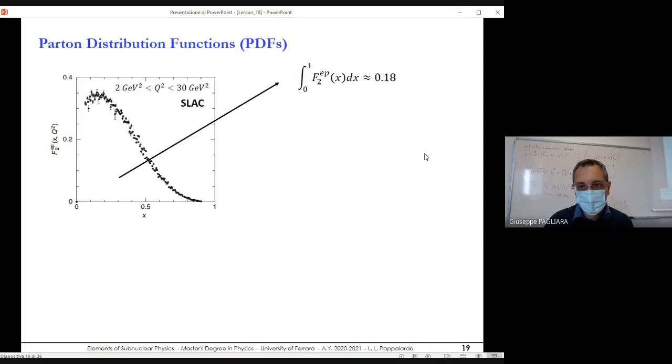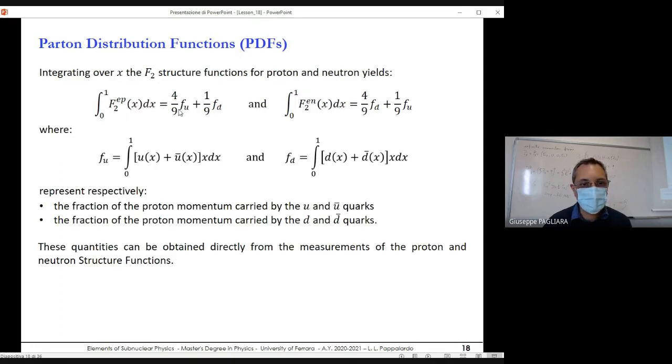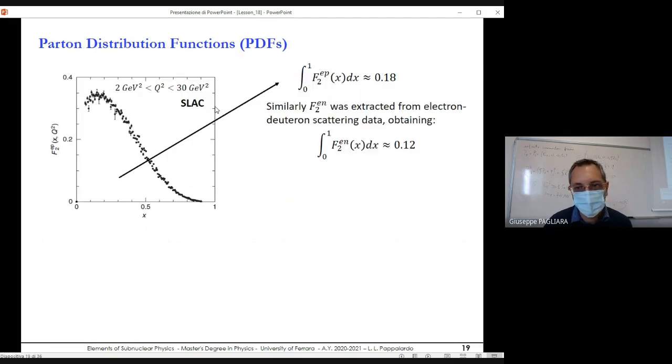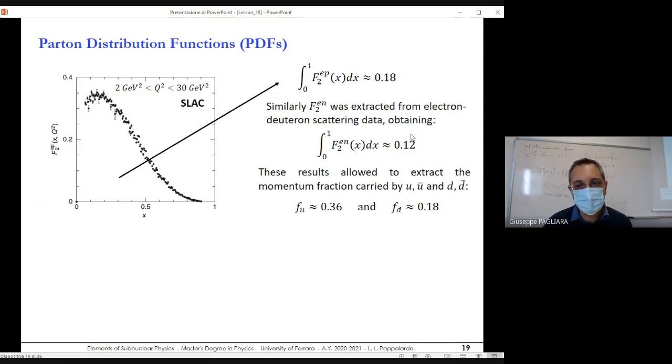Okay, and so let me go back to the slide before. So we have essentially the value of this integral and the value of this integral. The two unknowns are Fu and Fd, but we have two equations. And so we can now invert the two equations. Essentially, it is a matter of solving a system of two simple equations, and one can obtain the value of Fu and Fd. We have two unknowns, and we also have two constraints from measurements. So Fu is 0.36 and Fd is 0.18, it's half of the u.